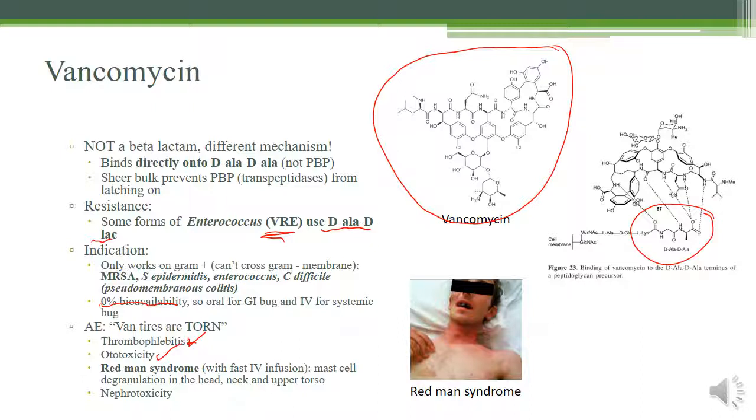But one of the very unique side effects of vancomycin is going to be red man syndrome. That's going to be with very fast IV infusion. And this red man syndrome is the mast cell degranulation in the head, neck, and upper torso after you have infused them with vancomycin at a very rapid pace. And so the treatment for this is just to give them some anti-inflammatory medication like Benadryl and start infusing them slower. Just slow down the infusion. And finally, nephrotoxicity. It can cause damage to your kidneys.